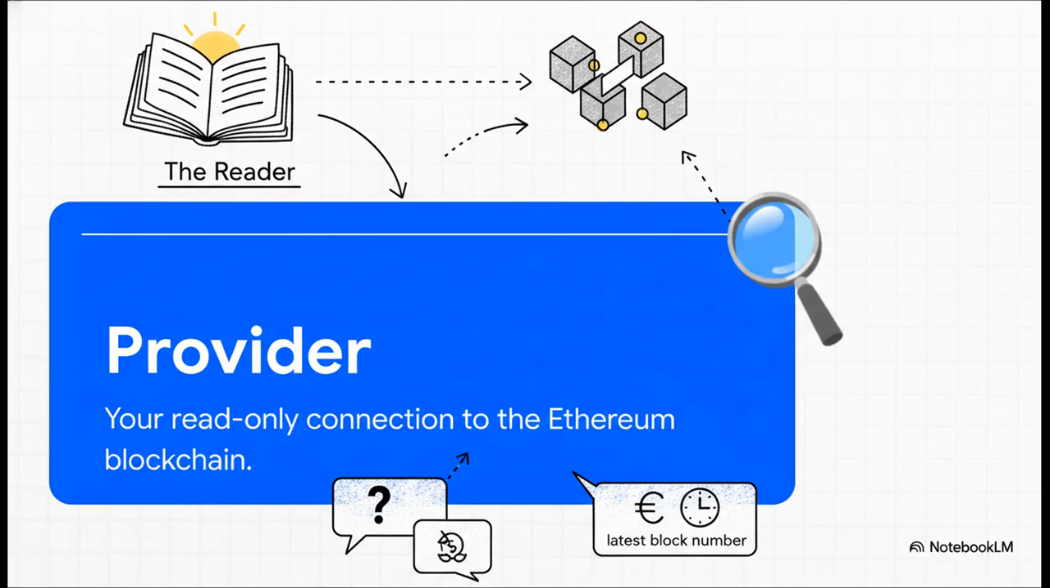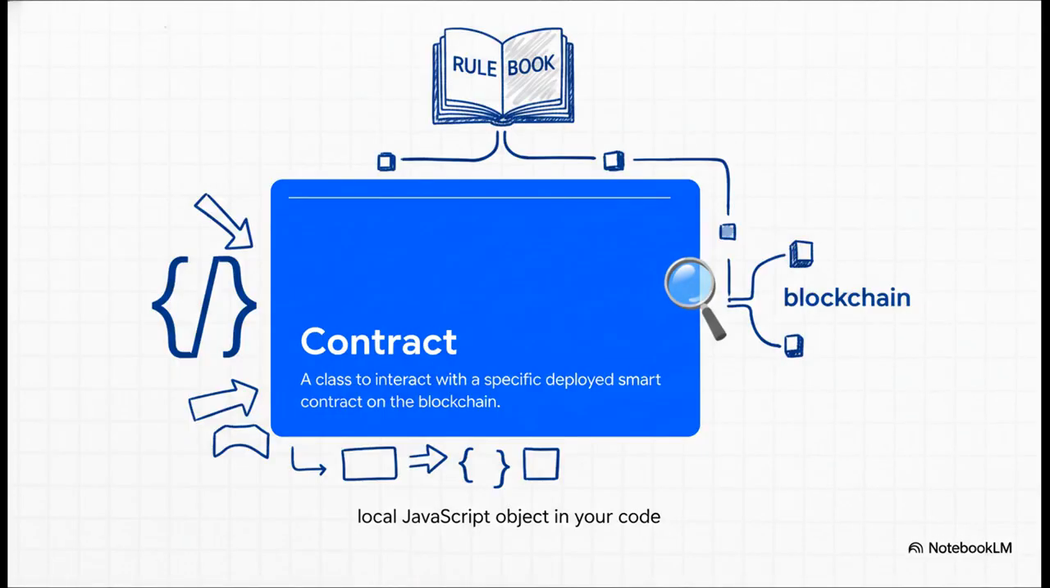First up is the provider. The easiest way to think about this is it's your read-only connection to the blockchain. It's the reader. It lets you just ask questions like, hey, what's the balance of this account? Or what's the latest block number? Simple as that. Next up, you've got the contract object. This is the rulebook. It represents a very specific smart contract that's already living out there on the blockchain. And what's cool is this object makes it feel like you're just calling functions on a normal piece of JavaScript in your own code. It's super seamless.